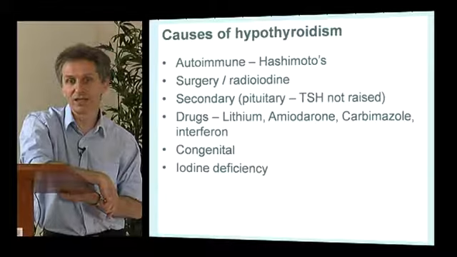Worldwide, the commonest cause of hypothyroidism is iodine deficiency, and that's commonest in mountainous areas such as in the Andes, but also in some parts of Europe, for example, southern Germany.